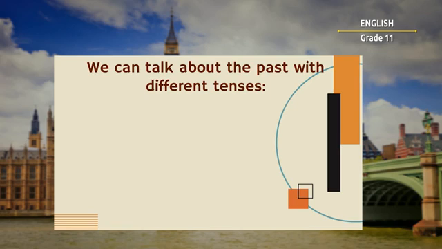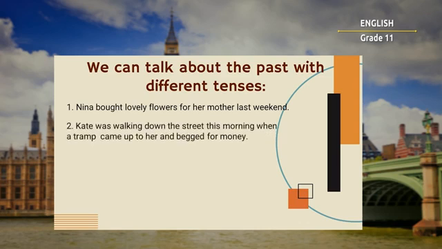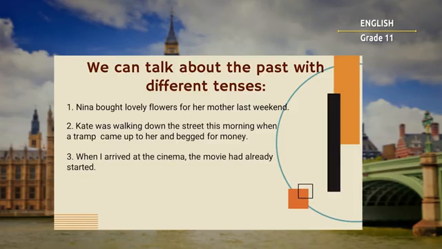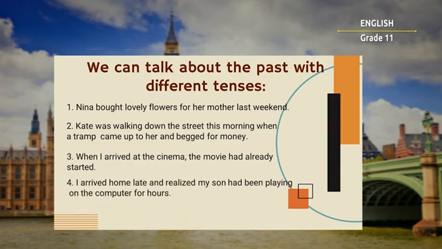So let's see the narrative sentences using these tenses. We can talk about the past with different tenses. Nina bought lovely flowers for her mother last weekend. Kate was walking down the street this morning when a tramp came up to her and begged for money. When I arrived at the cinema, the movie had already started. I arrived home late and realized my son had been playing on the computer for hours.